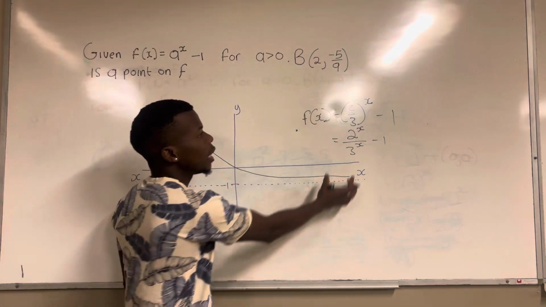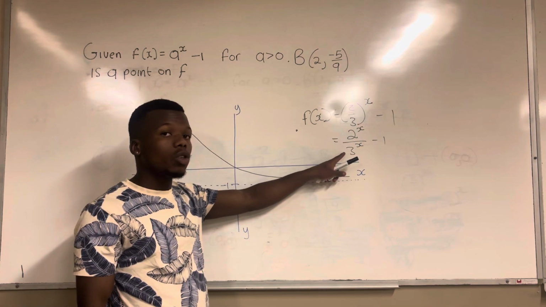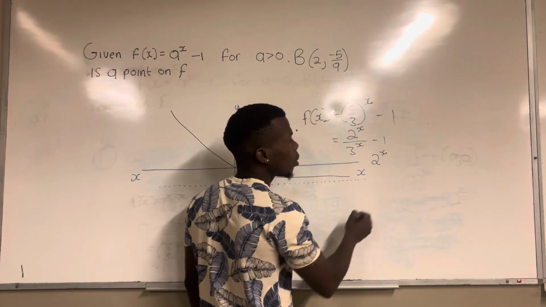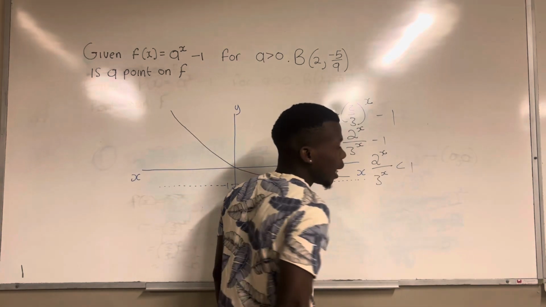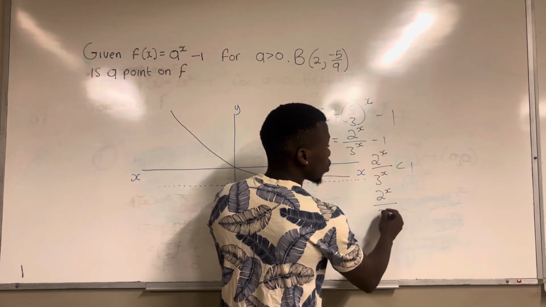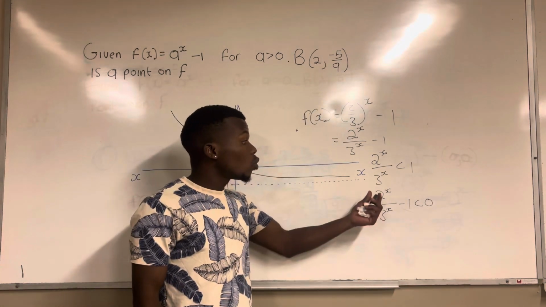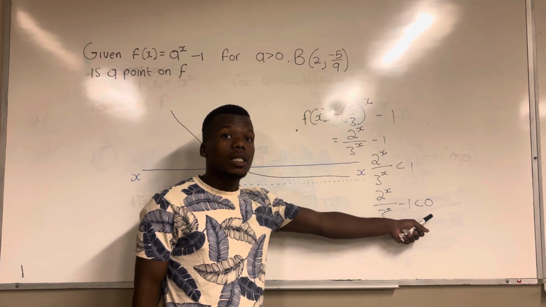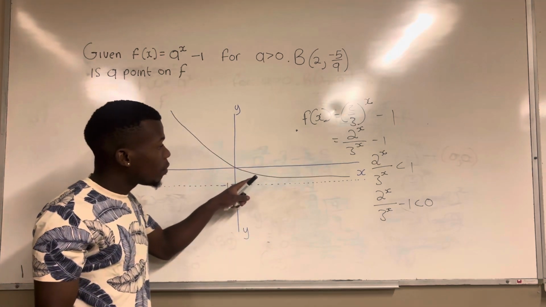We can see that on this component, my numerator will always be less than my denominator. Meaning this component of 2 to the power of x over 3 to the power of x will always be less than 1. Meaning if I say 2 to the power of x over 3 to the power of x minus 1, I will get a negative value, since it is less than 0. Hence, for all the positive x values in my function, my graph lies here.